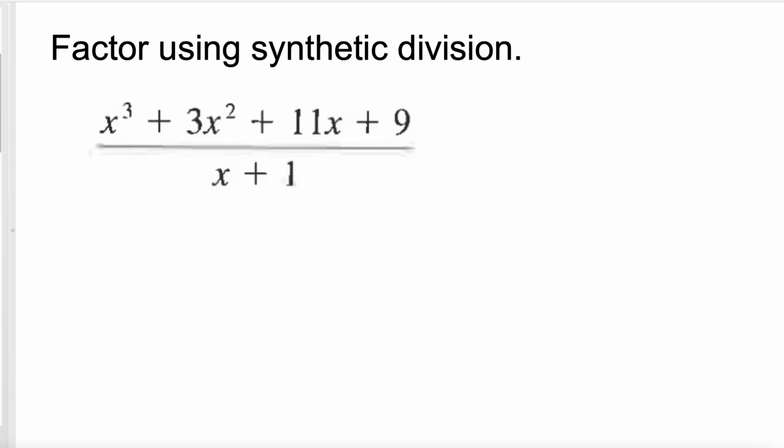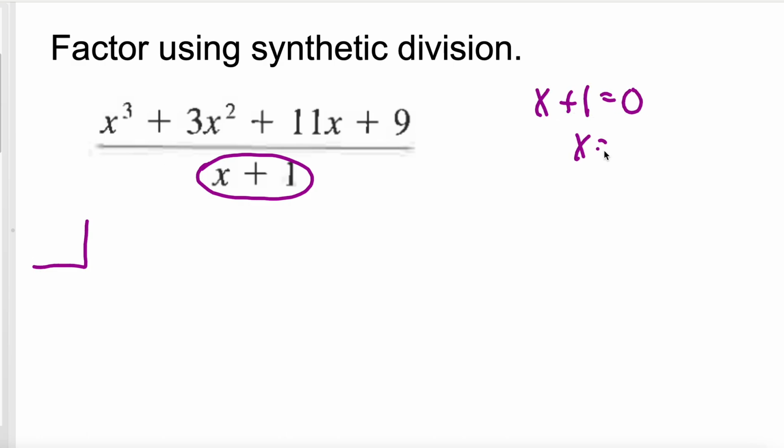Okay, so let's actually do synthetic division. We're dividing by x plus 1. Synthetic division, remember, says you're going to do the opposite. So if it's x plus 1 and I set that equal to 0, then we get x equal to -1. So -1 is the number I put in my box here. And then I look at my coefficients. I'm not missing anything.